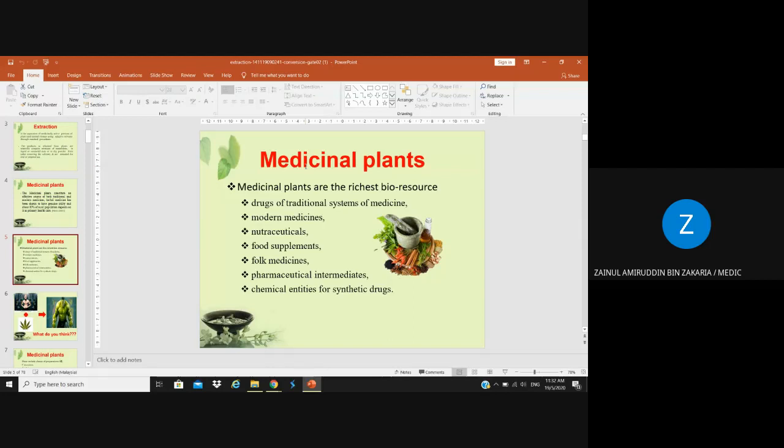You need to find what plant. For example, you can ask your grandmother, you can ask old people what type of plant is used for what type of disease. Then you can propose to your supervisor, or you can use the plant that your supervisor has been working with.